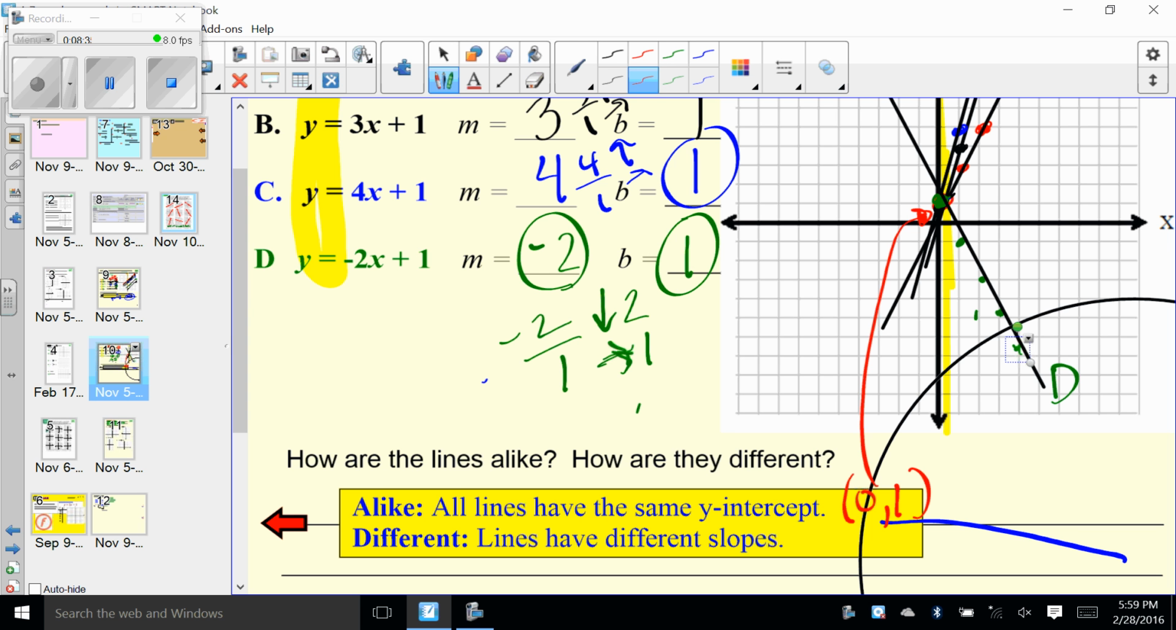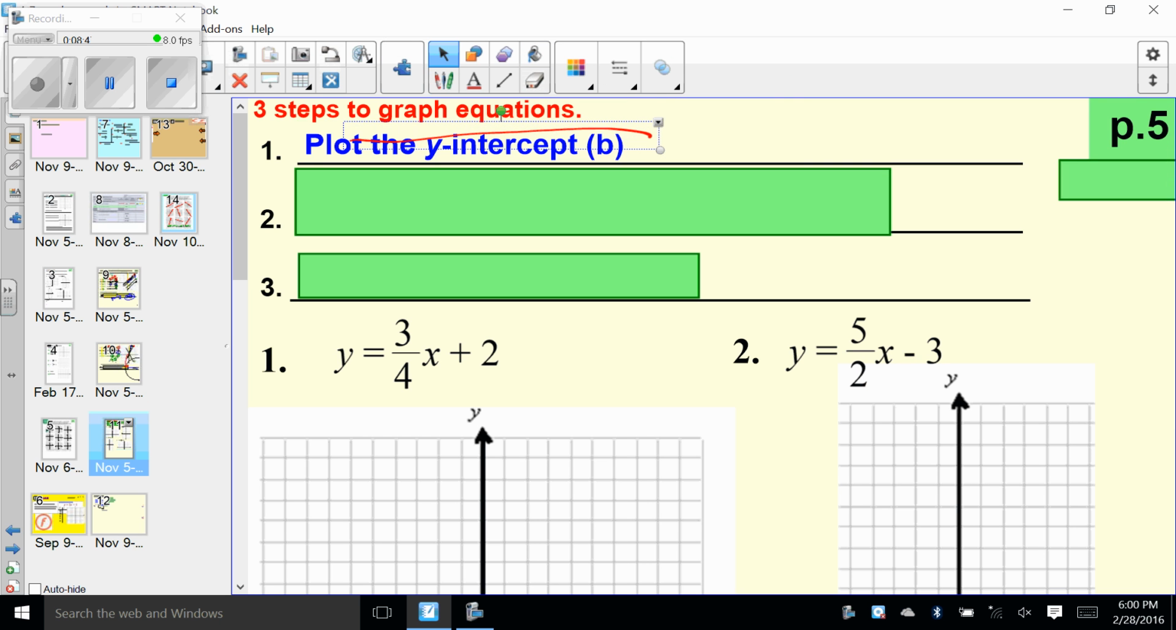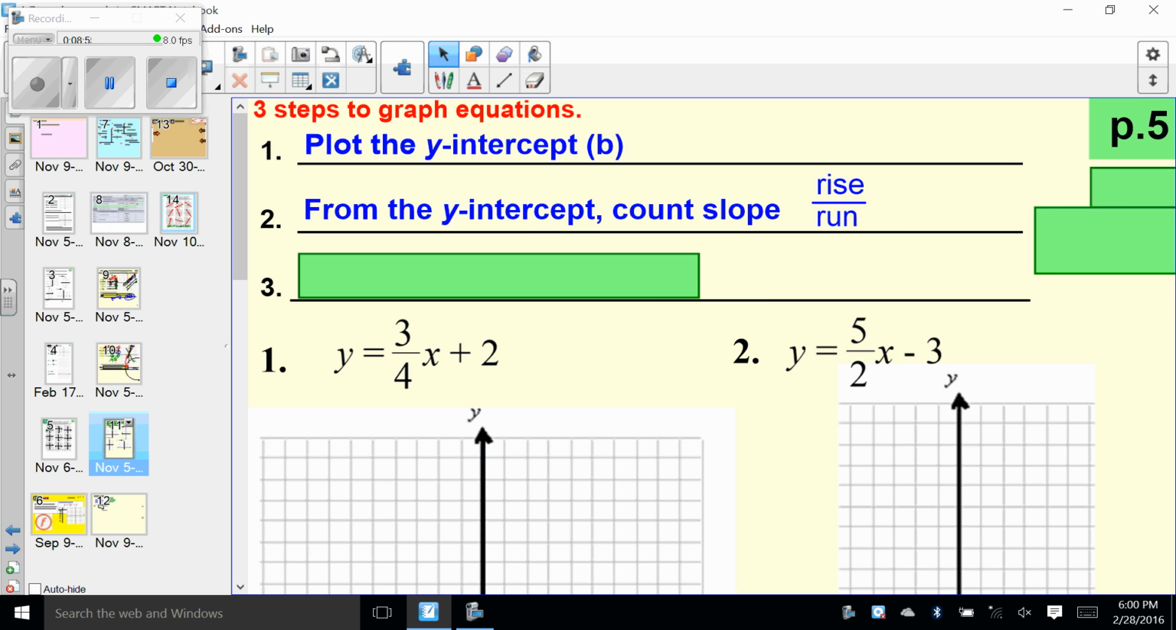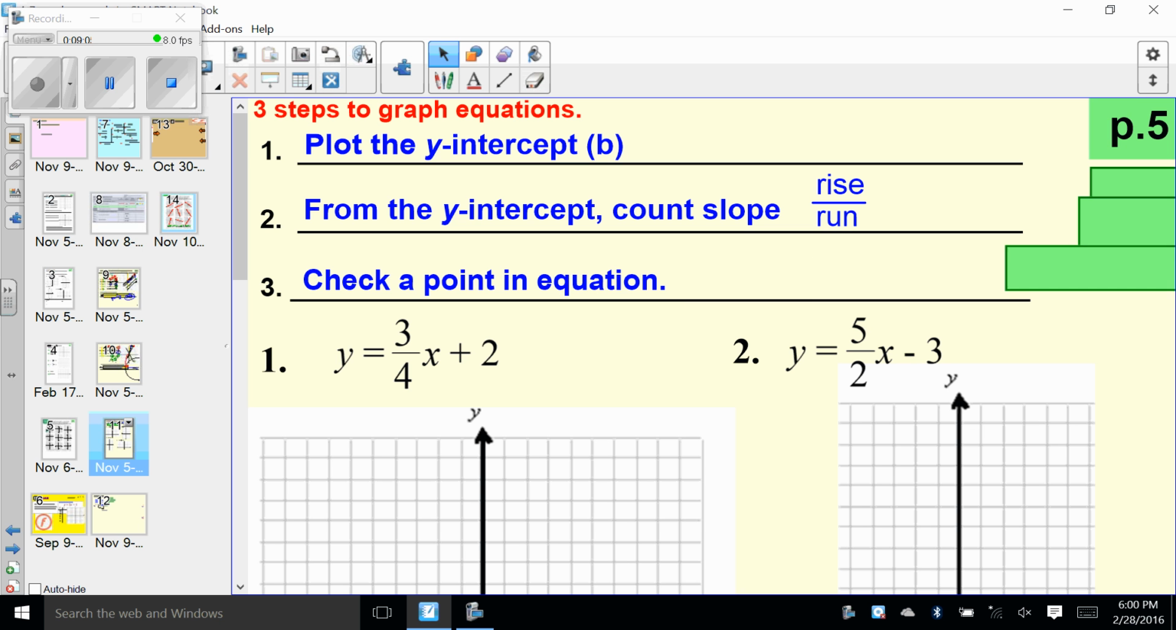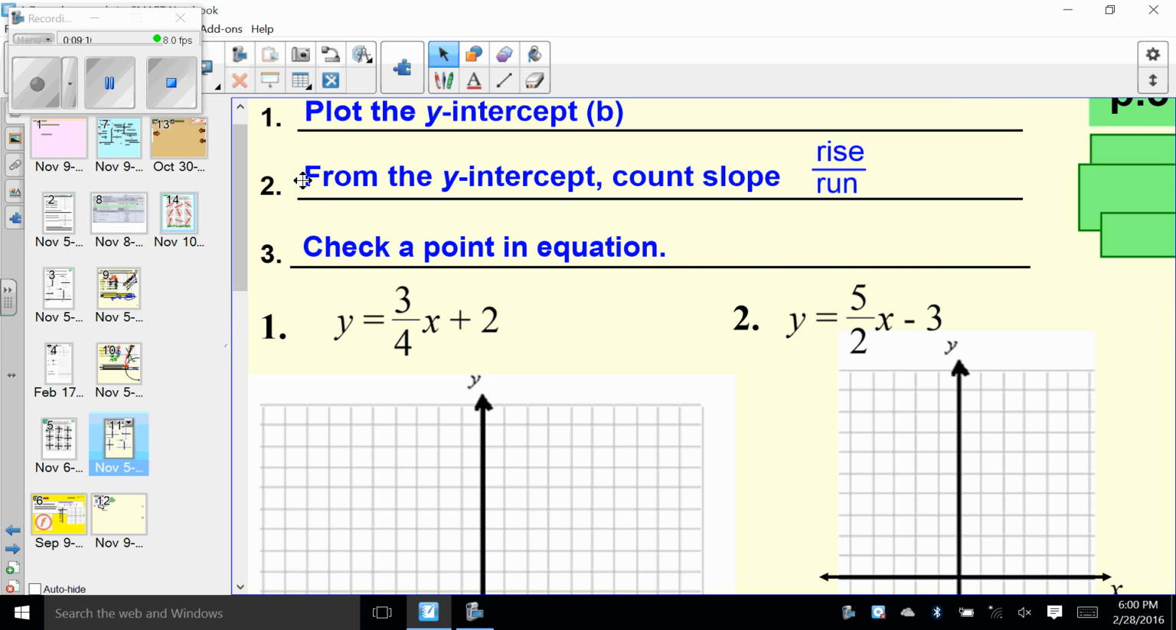So let's talk about how we are going to fast graph. We kind of already did this in the lesson, but let's talk about how we fast graph. As we fast graph, on the next page, our steps are: you first need to plot the y-intercept, the b. Plot the b right on that y-axis, and then from there we rise and run to find our friend's room. You're thinking about it like, I'm going to plot my hotel room. It's going to be the y-intercept. I'm always going to be on that y-axis, and then I'm going to plot my friend's room, and then we check a point to make sure it makes sense. So those are our steps for graphing points.